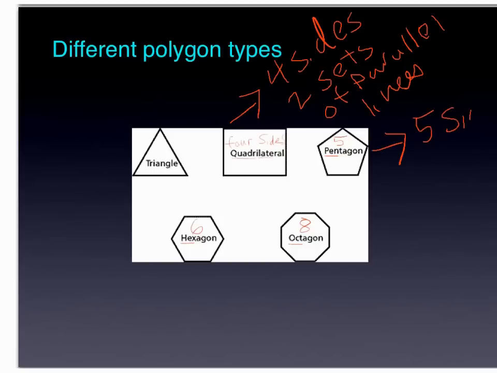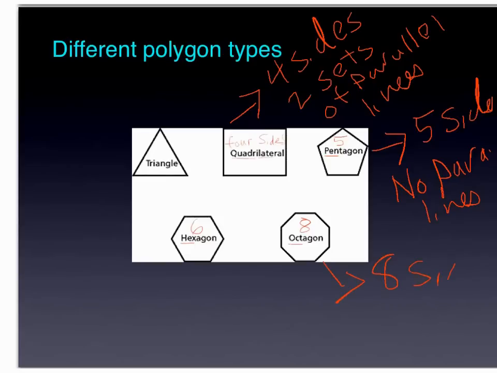A pentagon, 5 sides, and no parallel. I'm going to abbreviate parallel lines. Okay. Octagon, 8 sides, 4 sets. So the top and the bottom, left and right, and then the diagonals are parallel.